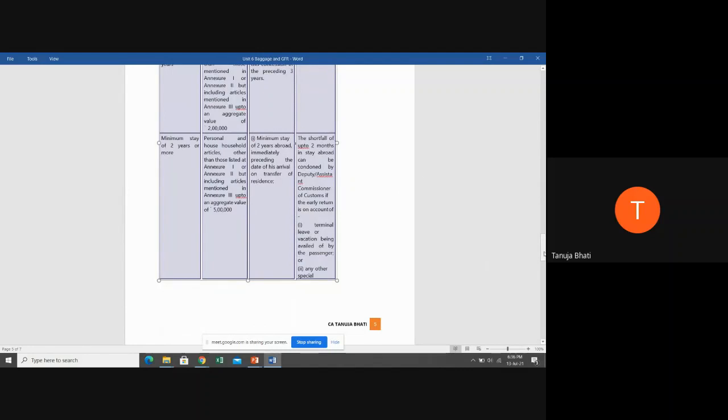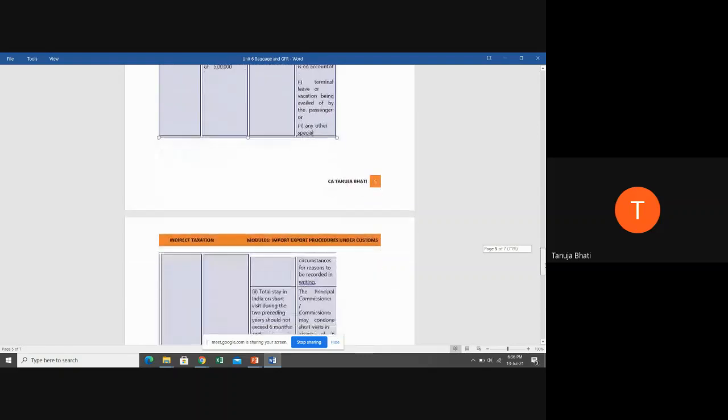So if the period is falling short by 2 months for the completion of 2 years, still this general free allowance can be availed, provided that he gives the reason in writing.